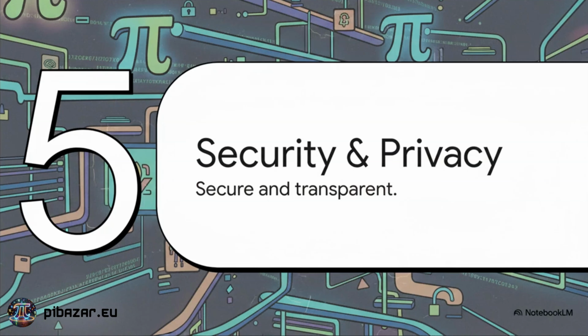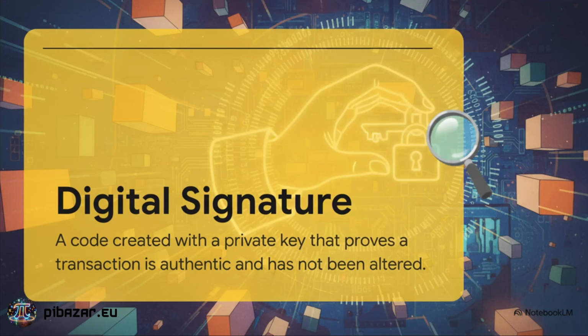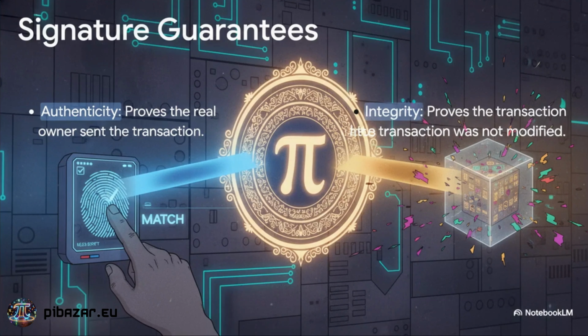Okay, for our final layer, let's zoom out and look at what holds all of this together and keeps it secure. We'll also touch on that really critical balance between transparency and privacy. Every single transaction is sealed with what's called a digital signature. The best way to think about this is like an unforgeable digital wax seal. It's created using your private key, which is something only you have, and it's mathematically tied to the specific details of that one transaction. And that digital seal gives you two rock-solid guarantees.